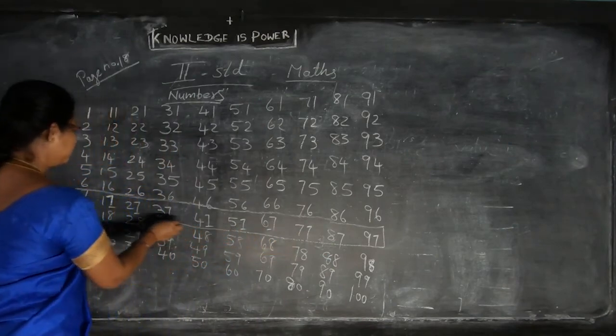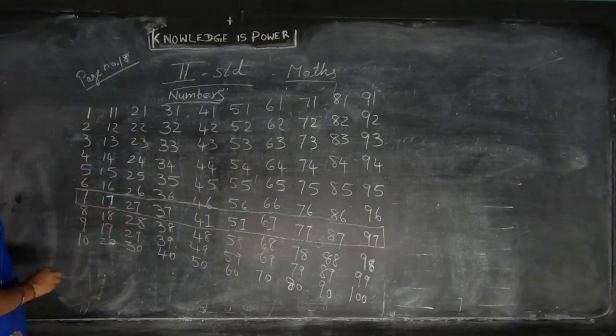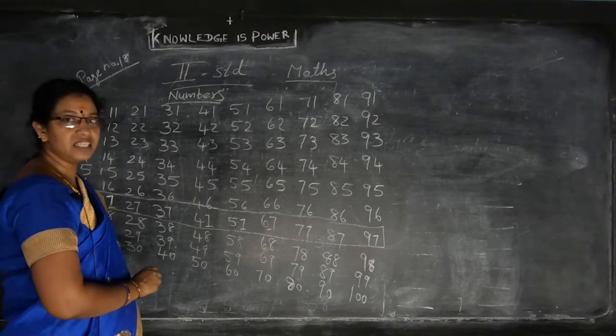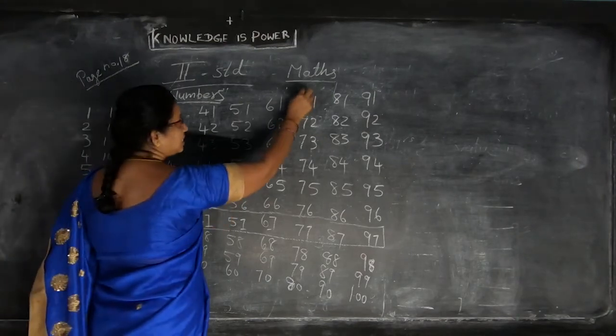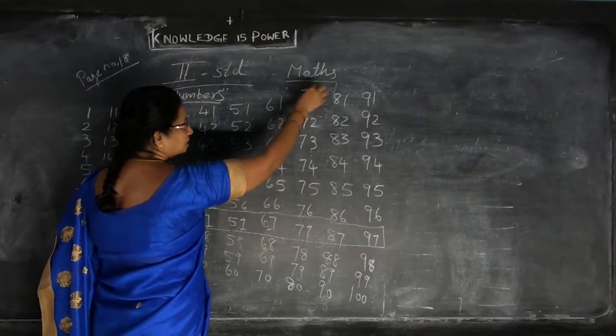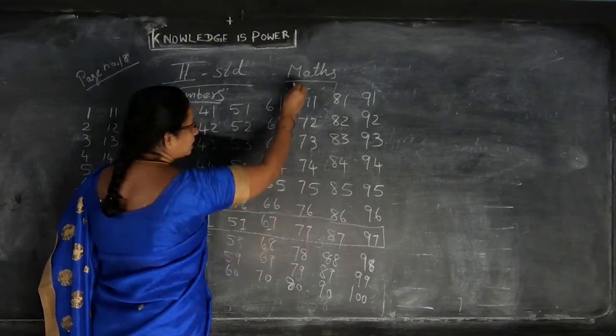See here. Then tens place, you see where 7 is. This is tens place. Okay? This all tens place. Okay?